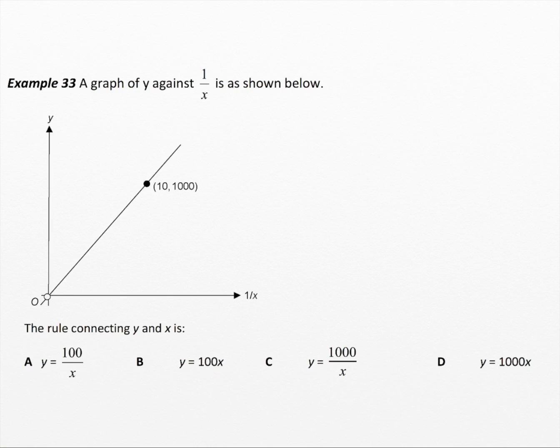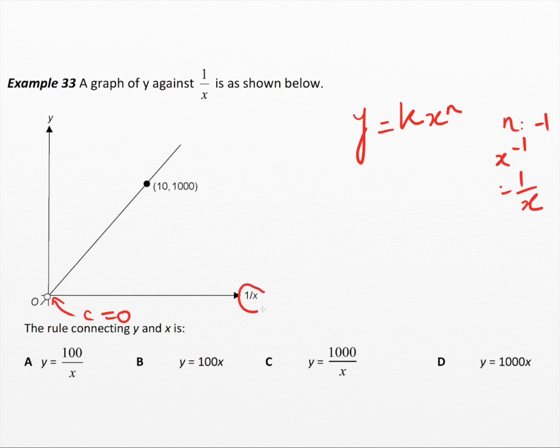A graph of y equals 1 over x is as shown below. The rule connecting y and x is. So the first thing that we can notice is that it is going through the origin. So once again, our c is simply equal to 0. So we know it's going to be of the form y equals kx to the power of n. N in this case is going to be -1, because x to the power of -1 is the same as writing 1 on x. So all you really need to do is look at this variable over here, and that will tell you what this is going to be.